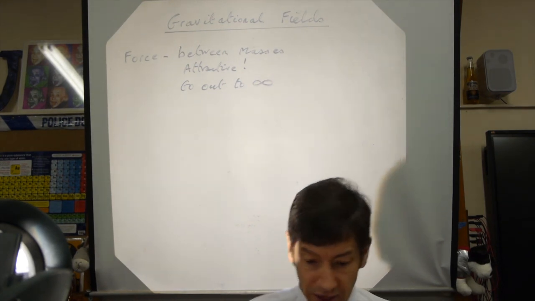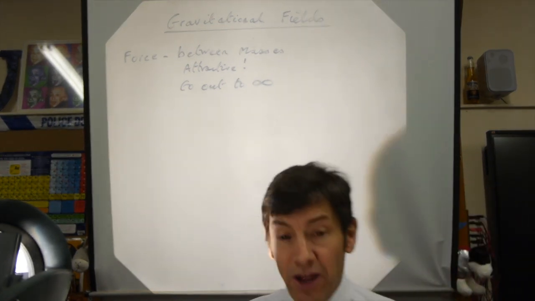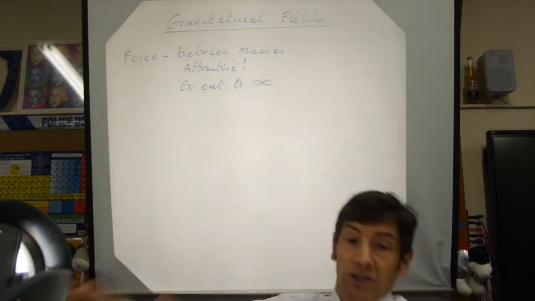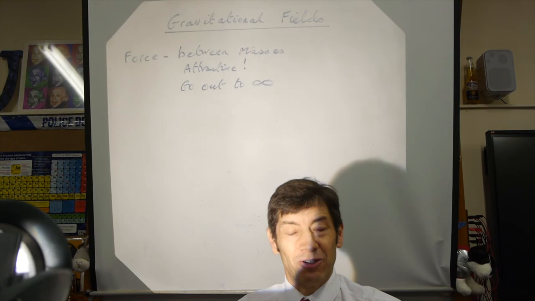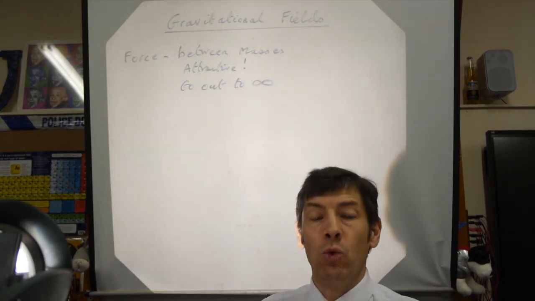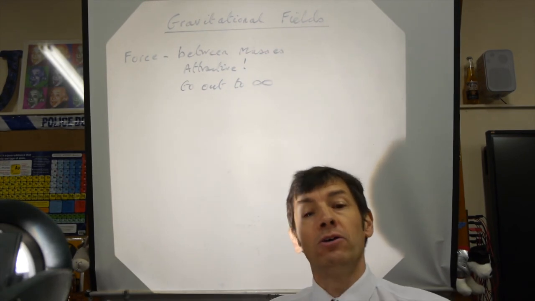So if I hold up a small object like my pen, which is only a small amount of mass, I'm not suddenly hauled towards it and attracted towards it. Gravity is very weak, but it is very long range.